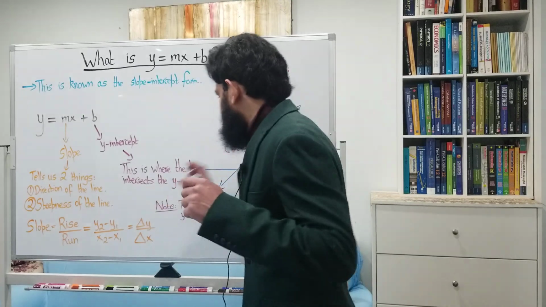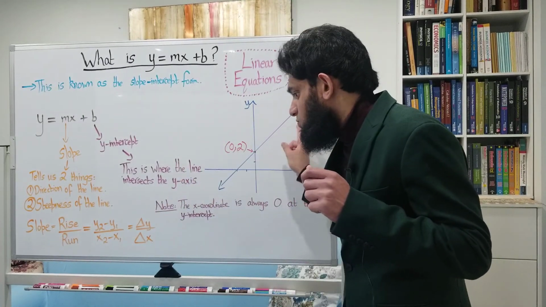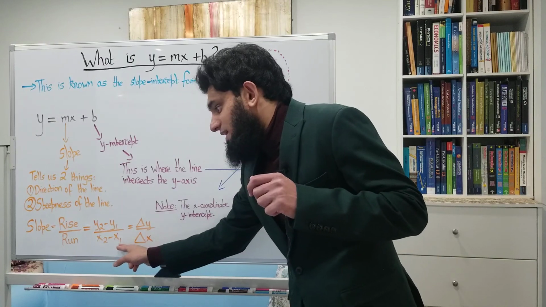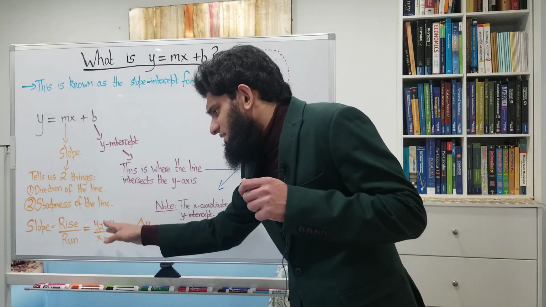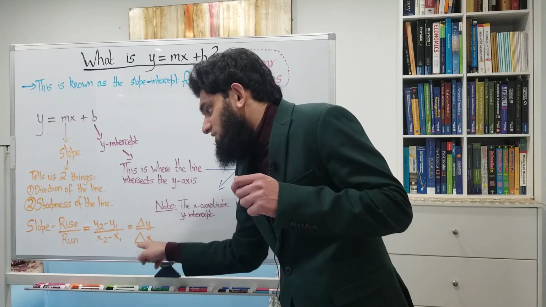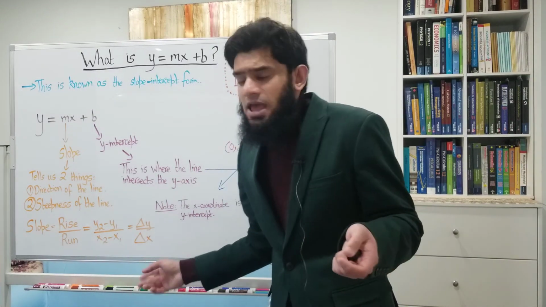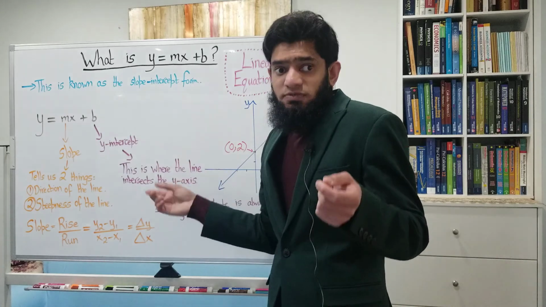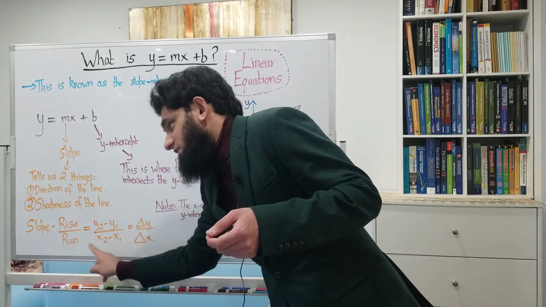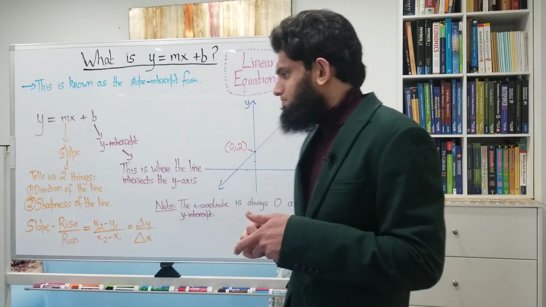The other way is to actually take the coordinates of these 2 points and use this formula, y2 minus y1 over x2 minus x1. This basically is just the change in the y values of these 2 points over the change in the x values of these 2 points, right? And on the next board, we'll do a question in which we're going to be using both of these methods to find the slope.